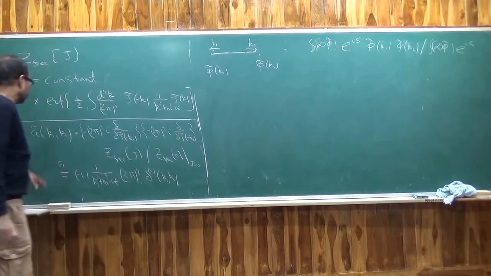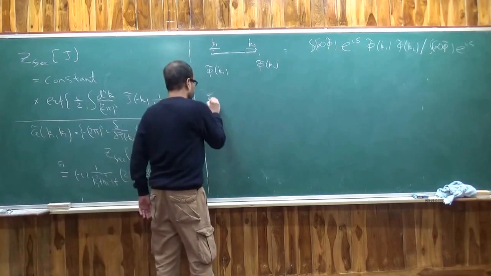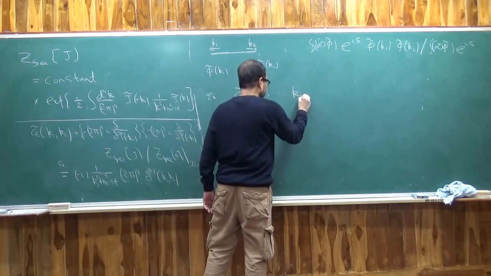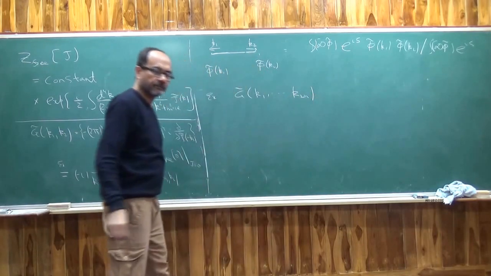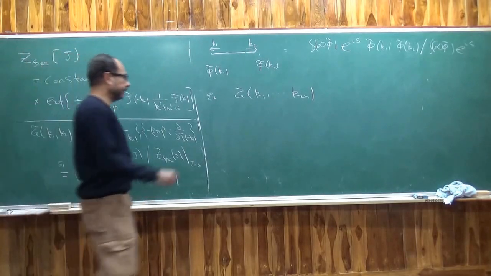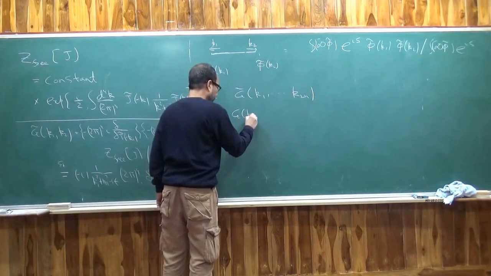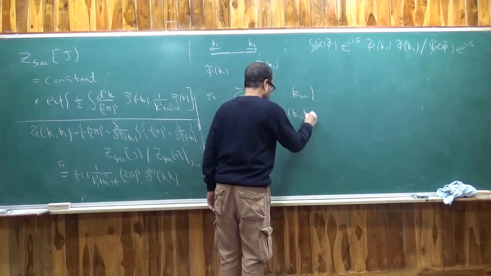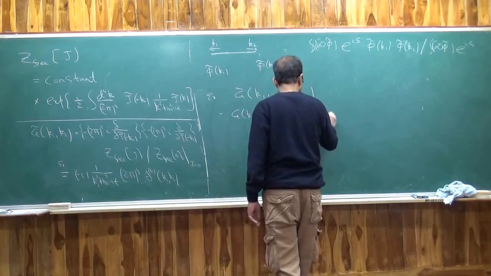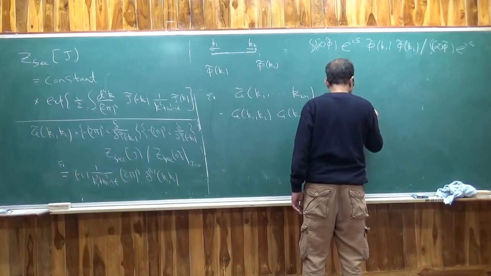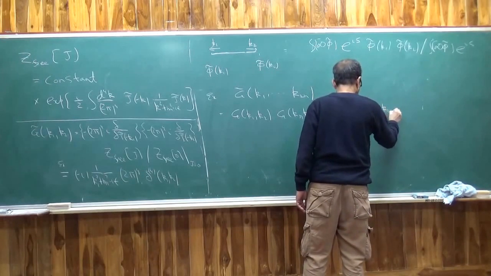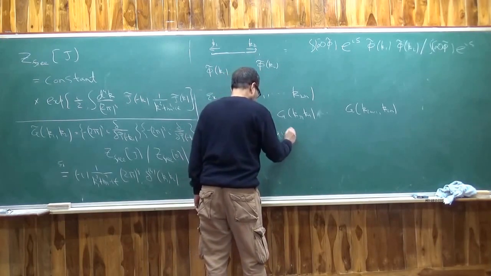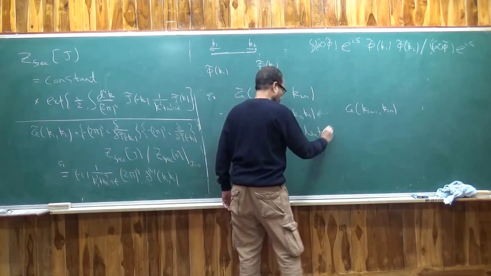And based on this, you can also calculate the three-point function. Okay, the analysis is very similar. For k1 to kn, this will be given by G k1 k2, plus equivalent permutations.